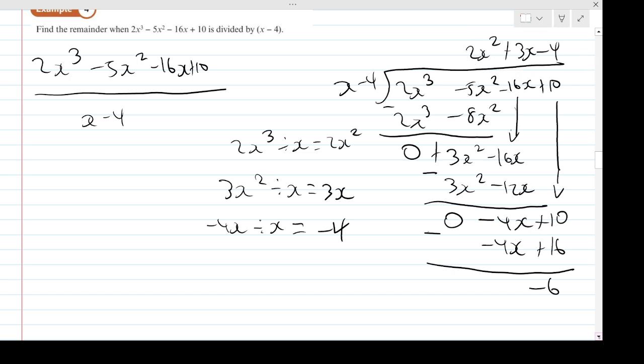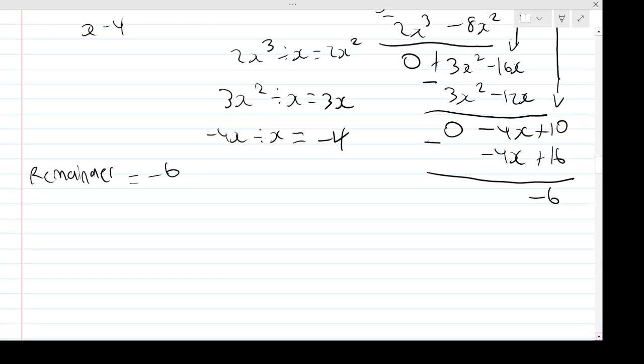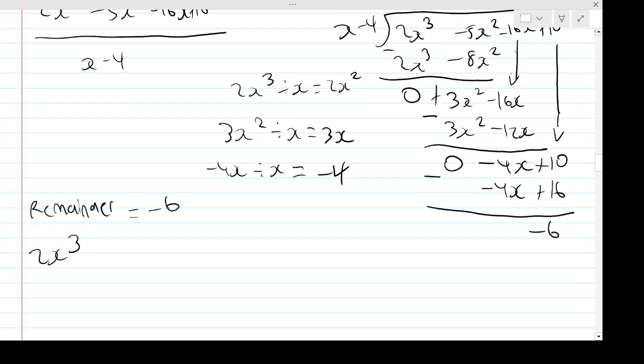What that means is the remainder is minus 6, right? Because that's what the question said. The remainder is minus 6. But we can also say the fraction is, if we repeat the fraction, 2x cubed minus 5x squared minus 16x plus 10 over x minus 4, was it?